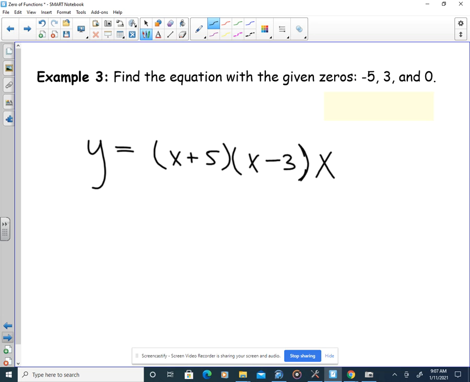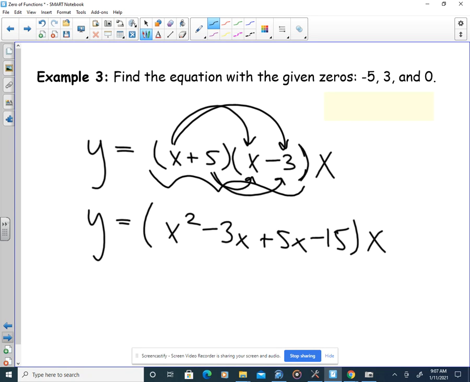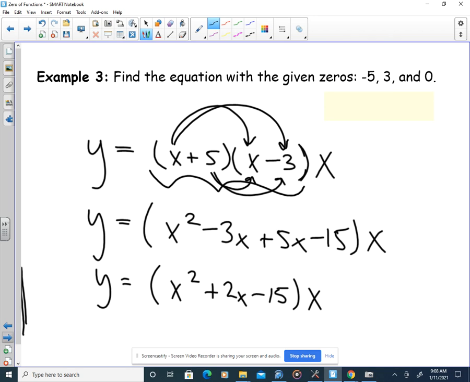So if we want to find the equation, we're going to FOIL these first two binomials out. X times x is x squared. X times -3 is -3x. 5 times x is 5x. And 5 times -3 is -15. And we still have our x, because we still have that other zero, which is 0. So combining like terms, we get y equals x squared plus 2x minus 15 times x. I'm going to multiply each one of these by x, and I'll have my equation with the given zeros.